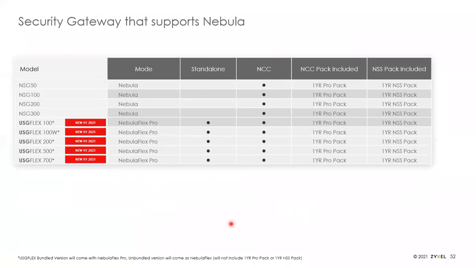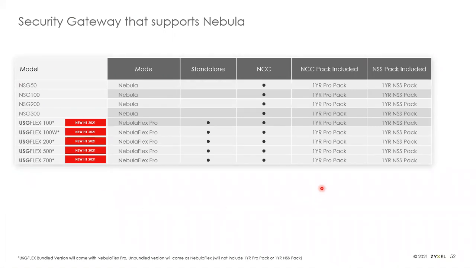So we haven't talked about it before, but on the gateway side of things, we've long had the NSG series as our Nebula Gateway. Again, coming up here at the end of March, the USG Flexes will be manageable with Nebula. And at some point, hopefully this year, the ATP series products will as well. But USG Flex for sure will be available come March.